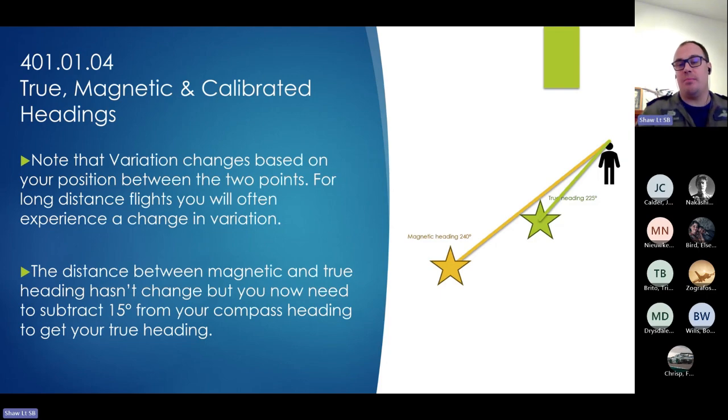And those are using the same point, right? So it all depends on where you're standing, the difference between the two.